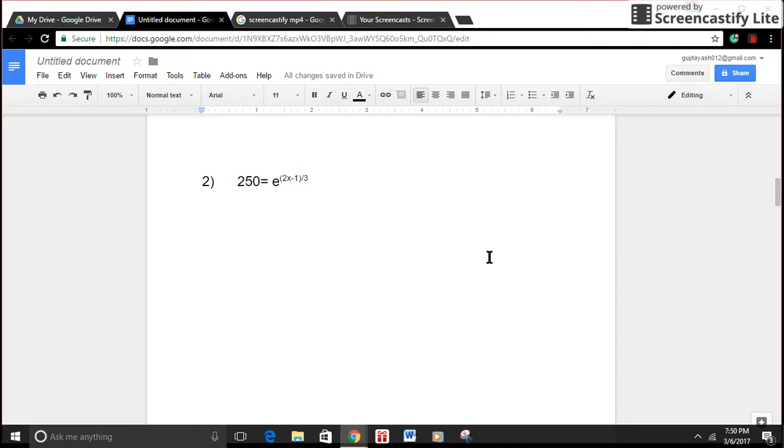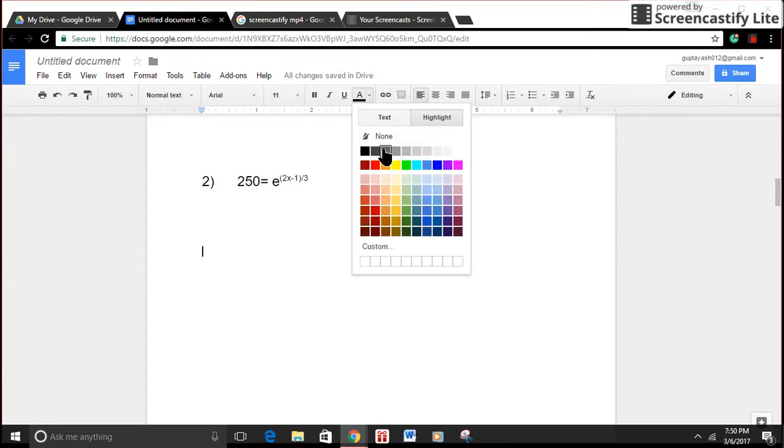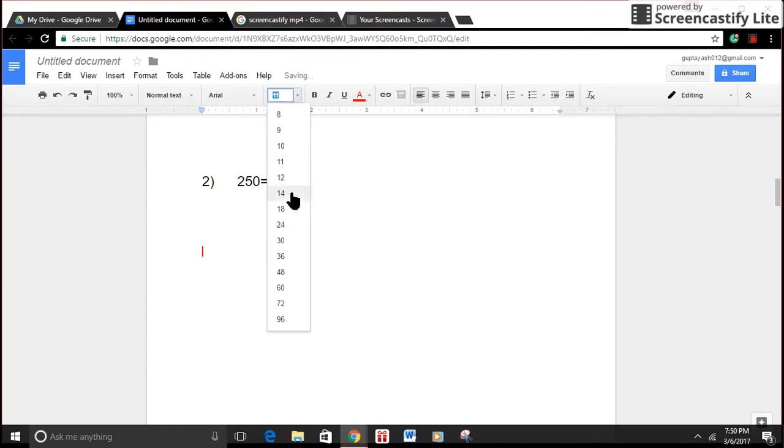So in this one, you're basically doing the same thing. You're multiplying each side by ln. So here, let me change this text to red 18. I don't know why it auto defaults, a bug I think. So you're going to have ln of 250 is equal to ln of e, and then whatever that is, 2x minus 1 divided by 3.